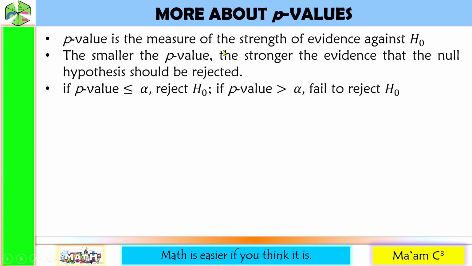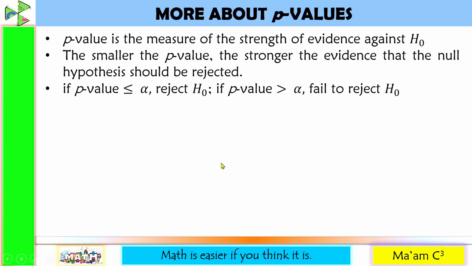The p-value is the measure of the strength of evidence against the null hypothesis. So the smaller the p-value, the stronger the evidence that the null hypothesis should be rejected. As I mentioned earlier, if the p-value is less than or equal to alpha, you reject the null hypothesis. If it is greater than alpha, you fail to reject the null hypothesis. If alpha is not given, use 0.05 as the threshold.